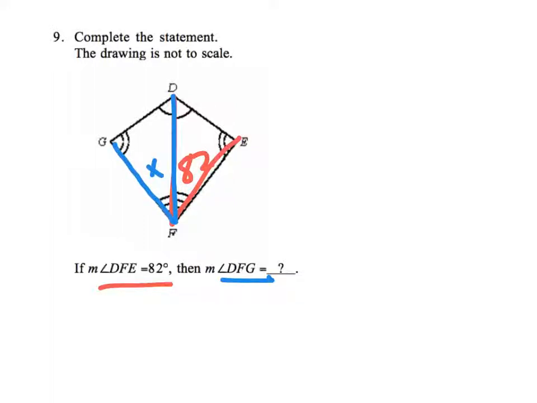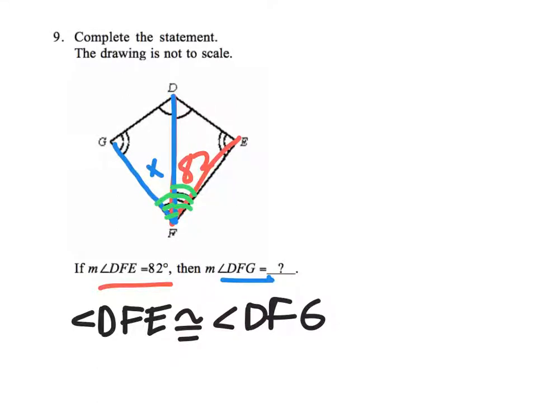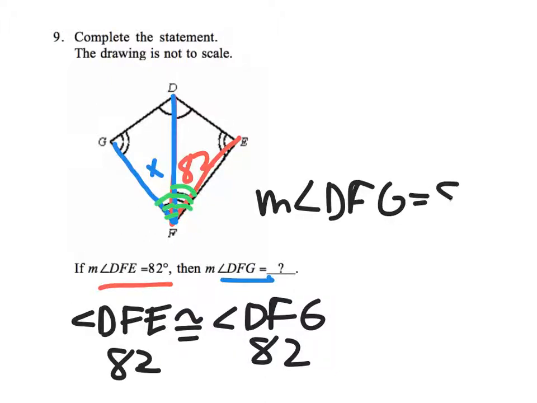We'll call it X. What I notice is in my picture, my first angle has 1, 2, 3 marks. I covered them when I was drawing on it. My second angle has 1, 2, 3 marks. So that tells me those two angles have to be congruent. So I know that angle DFE is congruent to angle DFG, which means they're the same size. So since this one's 82, this one also has to be 82. So I know the measure of angle DFG equals 82 degrees. And those are your answers for 7, 8, and 9.